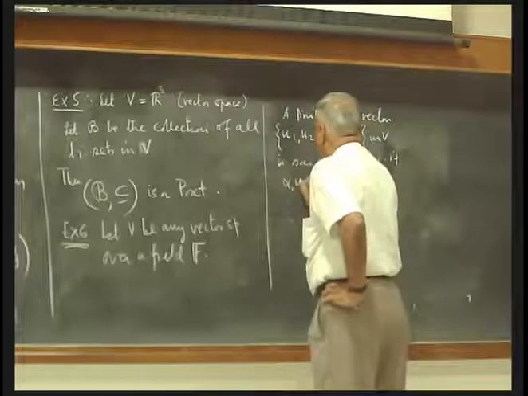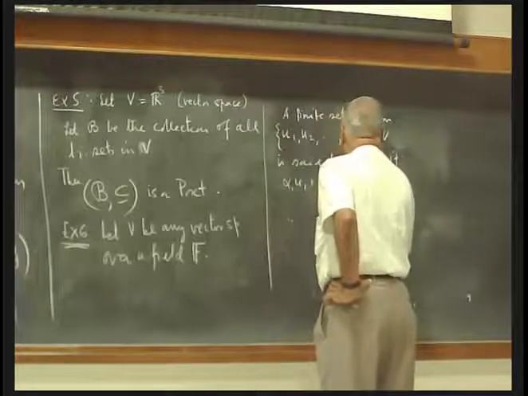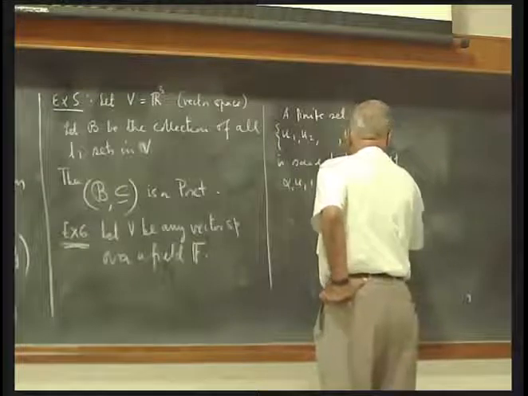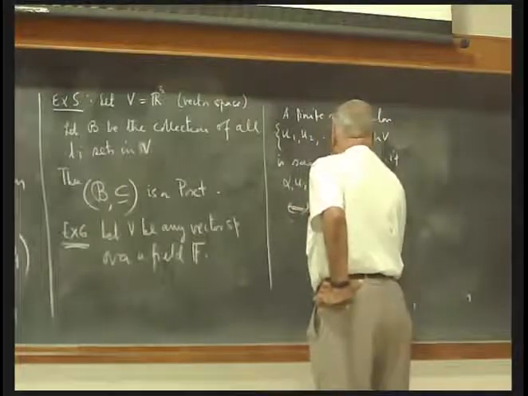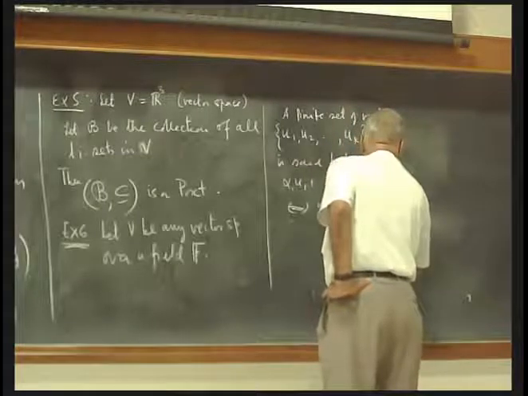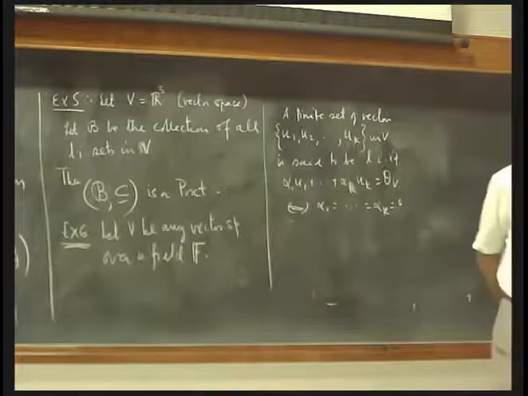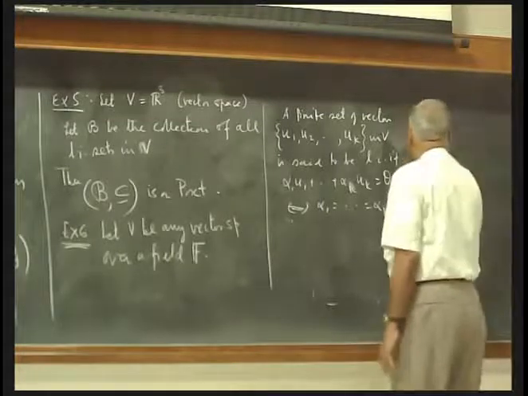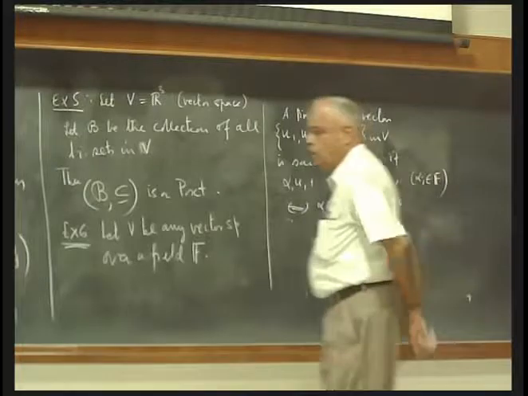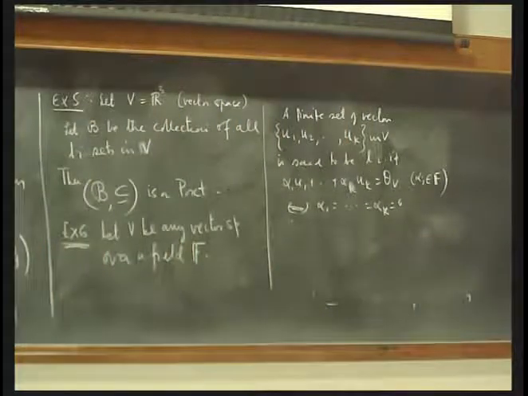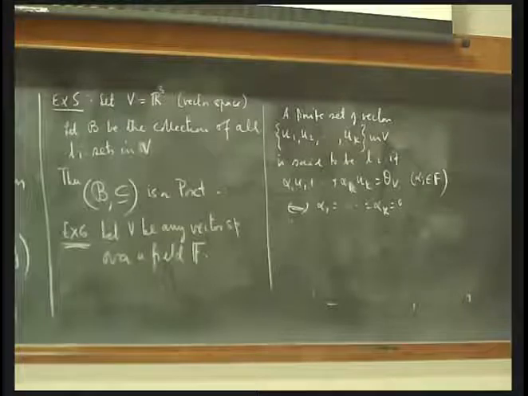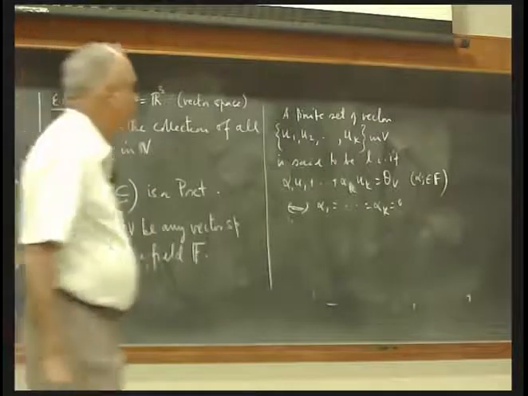If alpha 1 u1 plus ... plus alpha k uk equal to the 0 vector, but only if alpha 1, alpha 2, ..., alpha k are all 0, where the alphas are in the field. So the only linear combination of these vectors that gives the 0 vector is the trivial linear combination. Now, we will also define what is meant by an infinite set being linearly independent. An infinite set is said to be linearly independent if every finite subset is linearly independent.